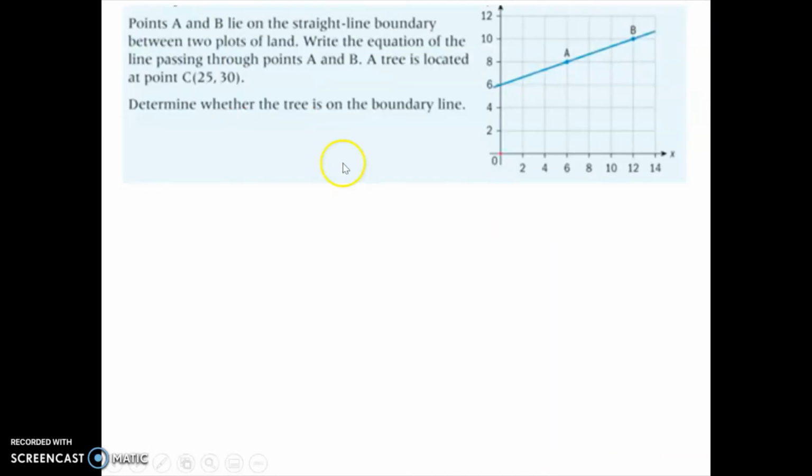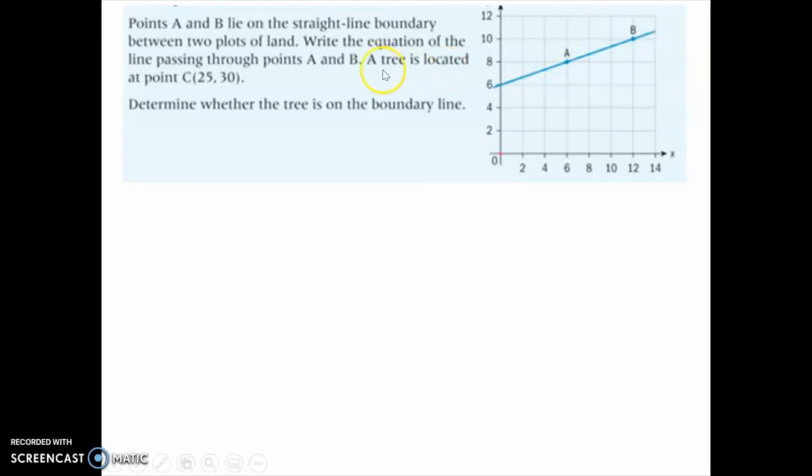It says we have points A and B which lie on the boundary line between two plots of land. So imagine this is one land plot and another one here. Write an equation for the line passing through these points. Okay, and then it says, well, first of all, we're given 2 points. We need to make an equation. So remember, when we're given 2 points, you need to find the slope first and then write the equation.